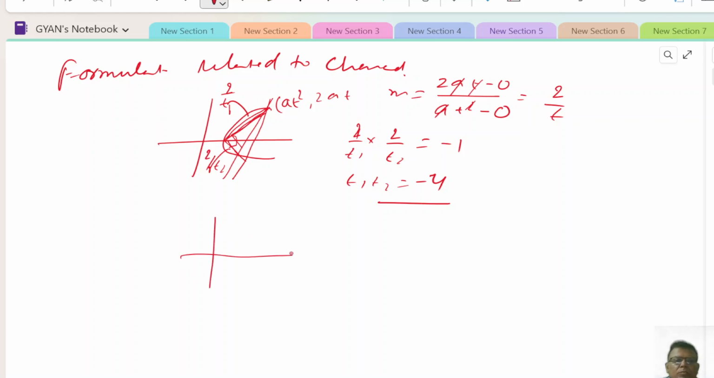Now come to the chord which is passing through the focus, a comma 0. This is t1 and this is t2. t1 means a t1 square, 2a t1, and a t2 square, 2a t2.